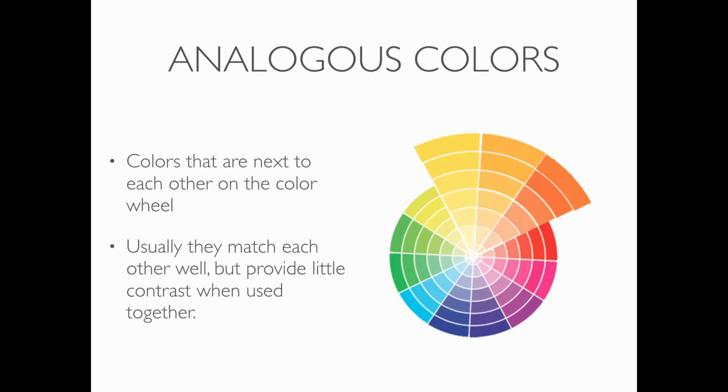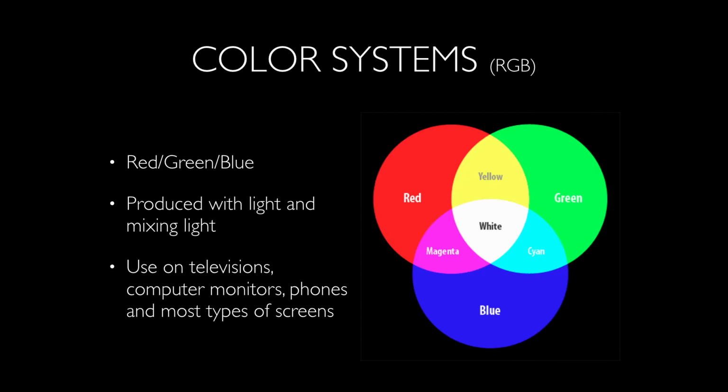Analogous colors, on the other hand, are colors that are next to each other on the color wheel. So these are similar shades, just slight variants on the same basic color. They're close to each other, not opposite. Usually they match each other well, but don't provide that much pop or that much contrast or that much attention or focus on a particular color.